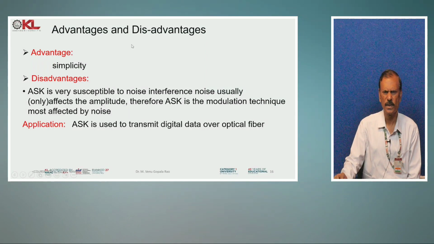Now the advantages and disadvantages of amplitude shift keying. The advantage is simplicity. It is simply a product modulator, the product of the modulating digital signal and the analog carrier signal. There are various disadvantages also. ASK is very susceptible to noise interference and is prone to high noise. Noise usually only affects the amplitude, therefore ASK is the modulation technique most affected by noise. An application of ASK is transmitting digital data over an optical fiber.